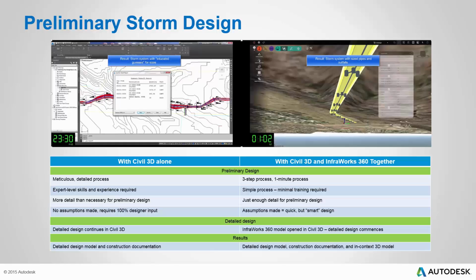So once you complete your detailed design, or really at any stage in the detailed design in Civil 3D, you can open that information in InfraWorks 360 and view it in the context of whatever other data you have in that model. So then finally, when we look at the results that are output, with Civil 3D alone, we get a detailed design model and construction documentation. That's a lot for our money. But when you put the two products together, you get all of that plus an in-context 3D model.